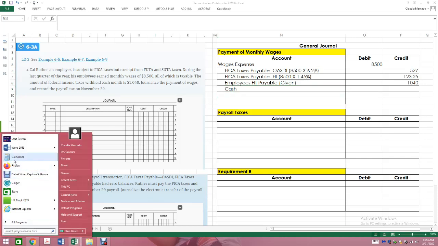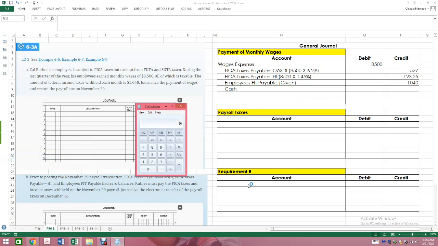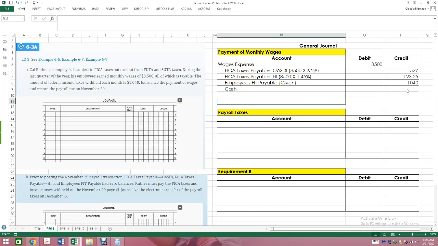Now I can figure out how much cash I am going to pay my employees. How much are they actually taking home? Well, my employees made $8,500. I'm going to subtract the $527 for OASDI, subtract $123.25 for HI, and subtract $1,040 for federal income tax. So my employees are taking home $6,809.75. That is how much cash I'm actually going to cut my checks for. This is what the employees are taking home.